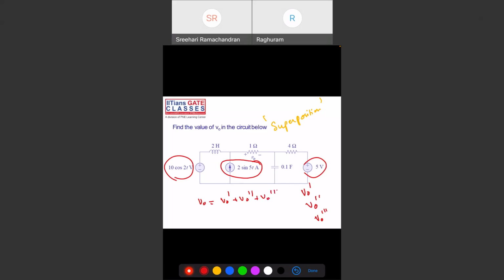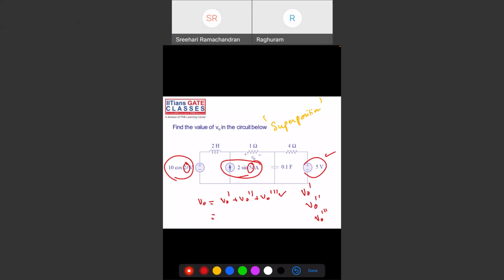V naught dash will be a DC term with no frequency, some constant, plus using this it will have sine 5t, frequency 5t, plus some angle. Here V naught triple dash will have 2t plus some angle. So you'll have three components of V naught using the superposition theorem. You should always use superposition for these kinds of functions.